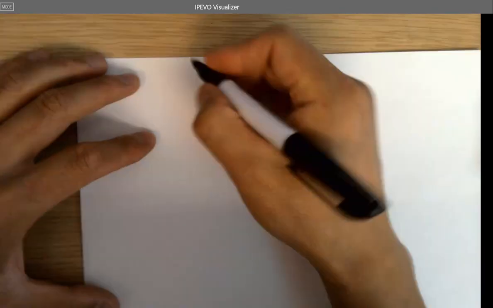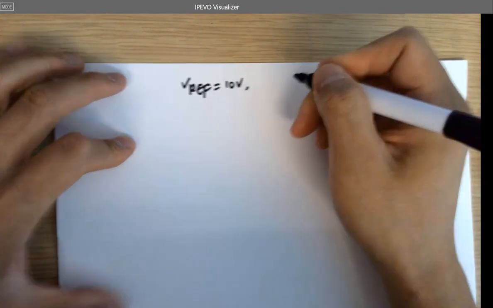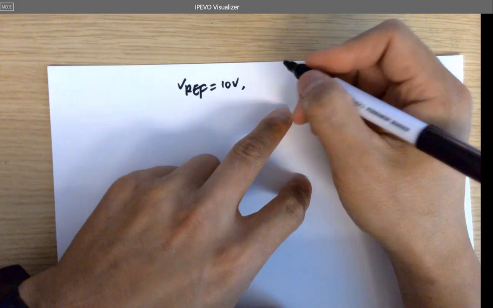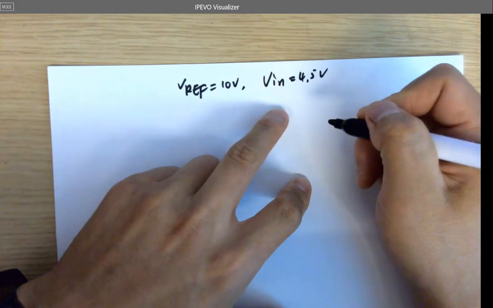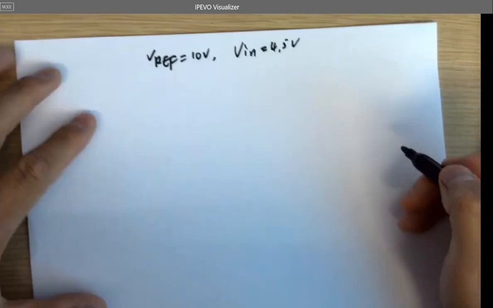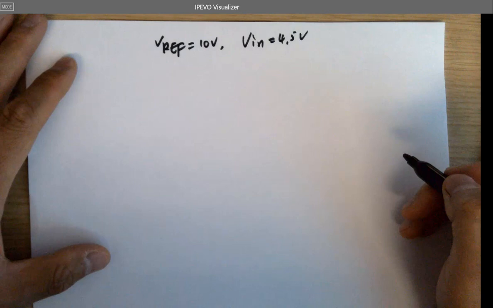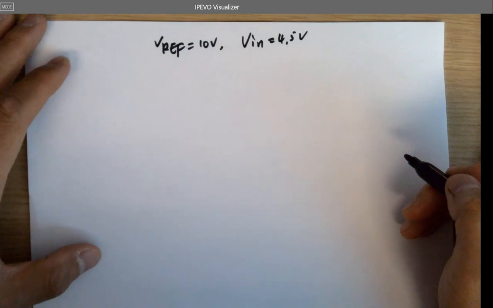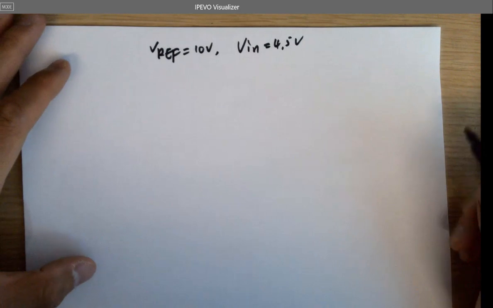So for example, Vref is 10 volts, and at the moment, Vin is 4.25 volts. So let's show all the conversion, all the intermediate numbers, or the entire conversion process of the SAR ADC.